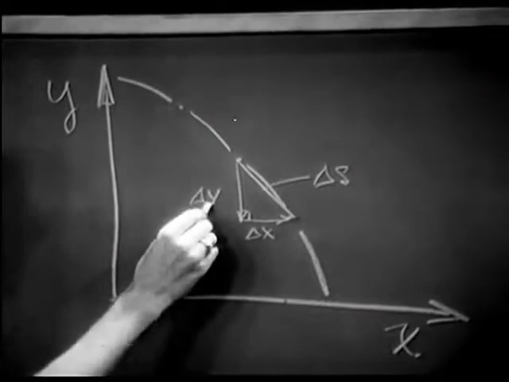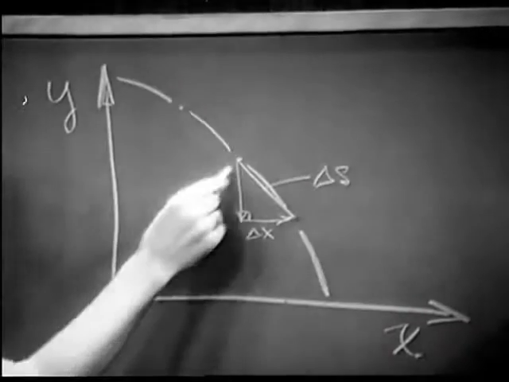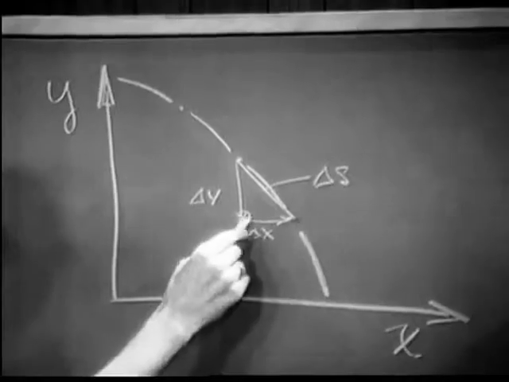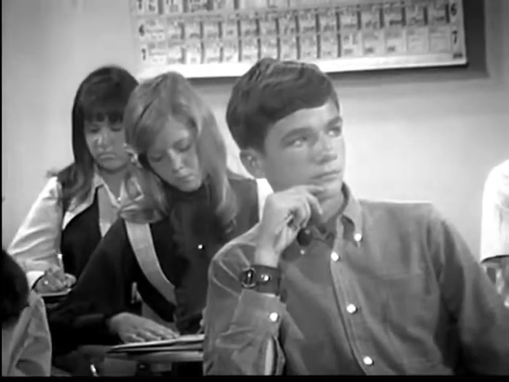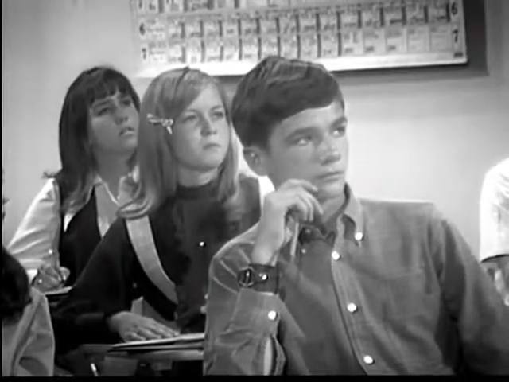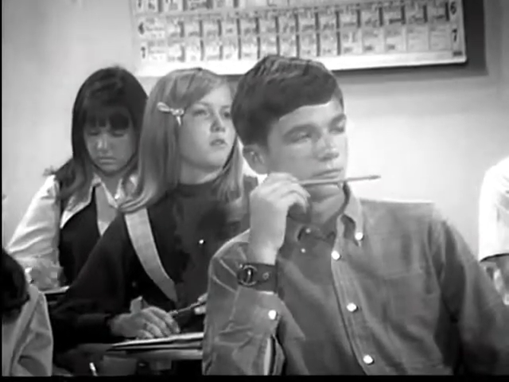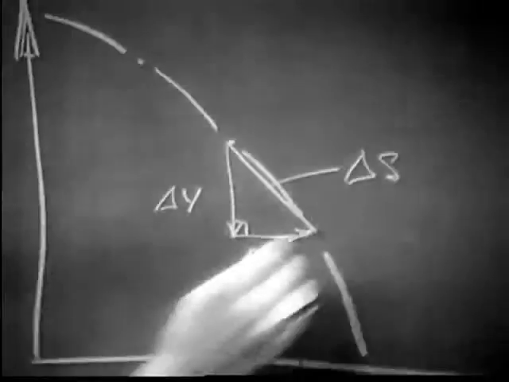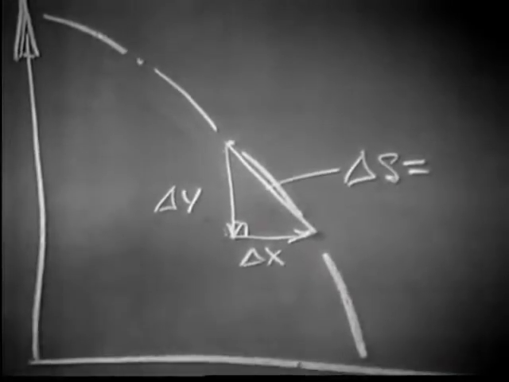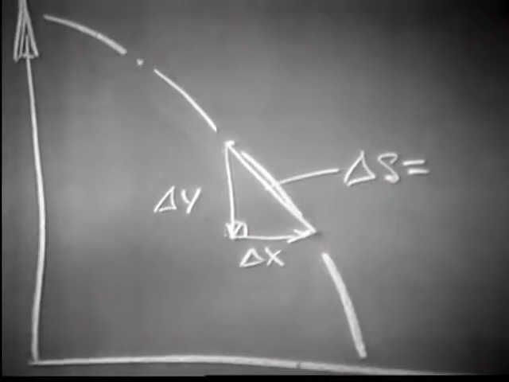Okay, now if we have equations that calculate x and y for us, we can calculate the difference in x and the difference in y. If we know those, how do we find the distance of the hypotenuse of that triangle? Joy, what could we do to find the distance of that hypotenuse? Use the Pythagorean theorem. Okay, what's the Pythagorean theorem? X squared plus y squared equals s squared.